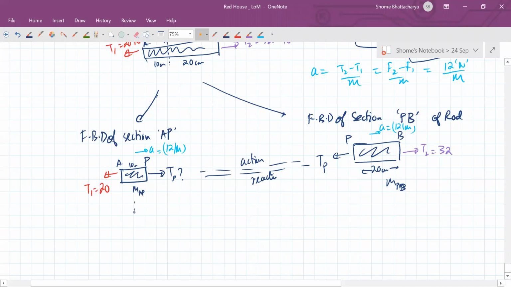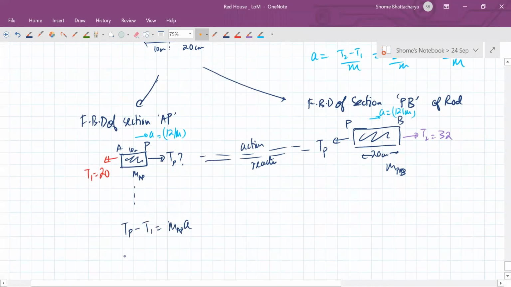So for this one, we have the equation Tp minus T1 is mass of this section into A. So the unknown tension minus 20 will become m by 3. That's the mass of this section, and the acceleration was 12 by m. Okay. Or we can use this one's equation. So this will only give me the tension. Okay. So that's why I'm saying it's or. We don't need to use both.